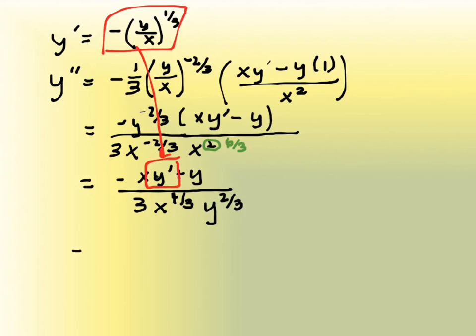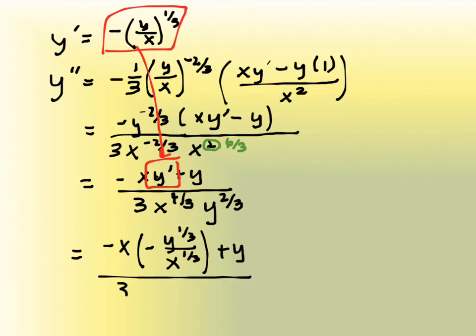All right, so I've got that negative on top, and I've got the x, and then I've got another negative of y to the 1/3 over x to the 1/3. And then I have plus the y, that's the original numerator from the previous step. And then the 3x to the 4/3, y to the 2/3. All right, quick step, easy thing. What can I do? What's the cookie?